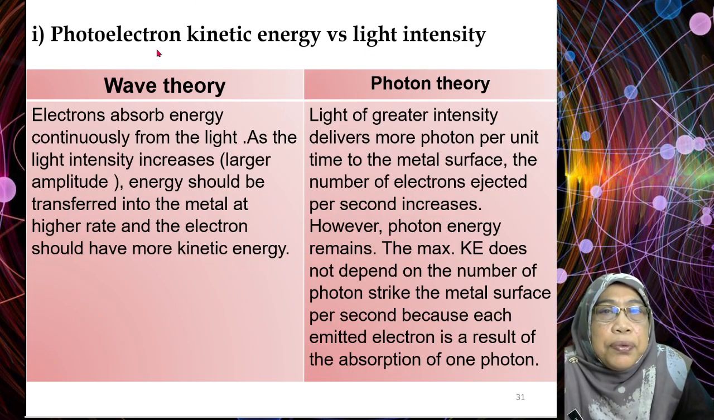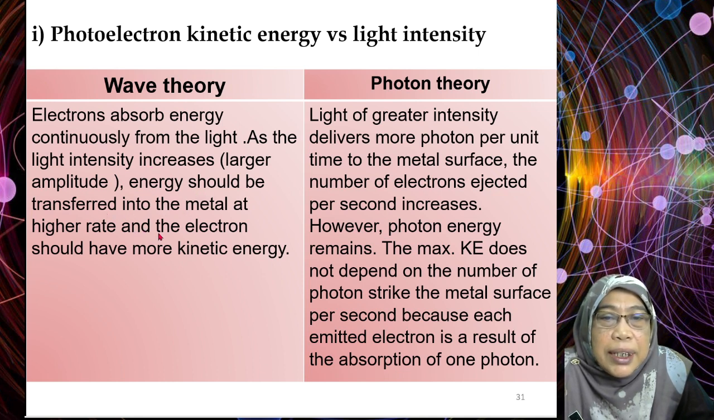Okay, in terms of photoelectron kinetic energy versus light intensity. Wave theory said that electrons absorb energy continuously from the light. So as the light intensity increases, there is larger amplitude. The intensity of the wave is proportional to the amplitude squared, semester 1. So energy should be transferred into the metal at a higher rate and the electron should have more kinetic energy.